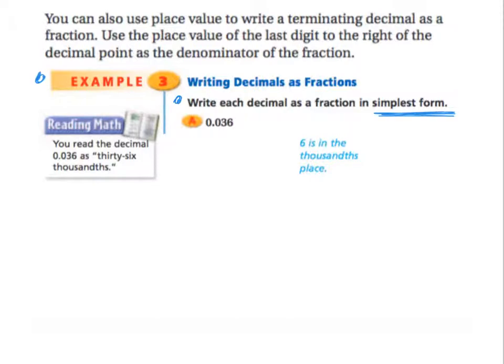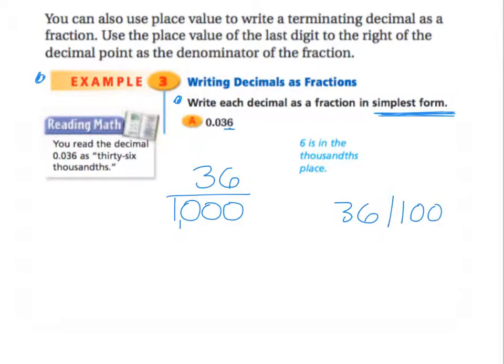So right here it says reading and math, you read the decimal 0.036 as 36 thousandths. Now that's going to be important because we have to look at what place that 6 is in, and because it's in the thousandths place, then I can set up a fraction over 1,000. And in this case, it would be 36. So 36 over 1,000. Now, I have to find a number that can go into both 36 and 1,000 to put it into simplest form.